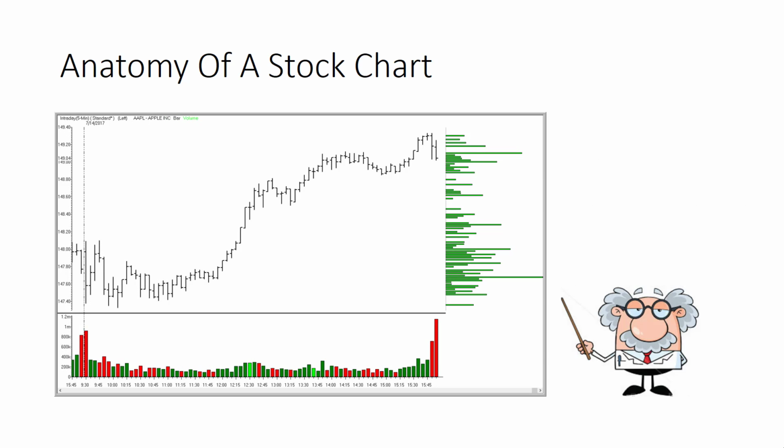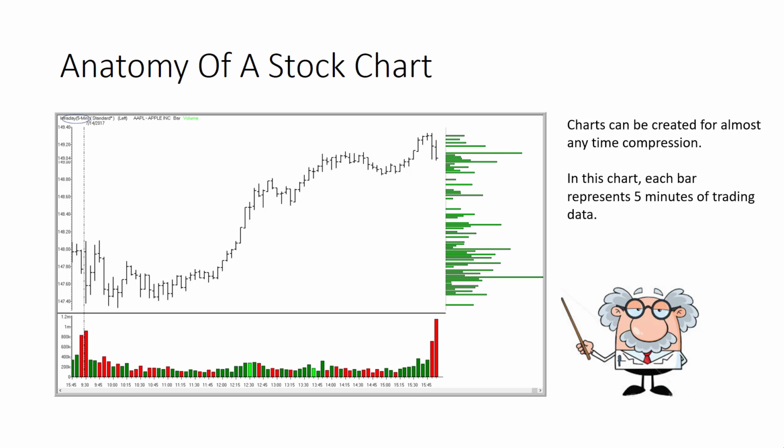Now take a close look at this chart. What's different here? Well, you can create charts in any time compression. As I told you, you can have charts that are daily, weekly, monthly. In this case, it's an intraday chart. And what we're looking at here is 5 minutes of trading in each and every bar. So if you look in the upper left corner in this particular piece of software, again, this is Realtick, it shows you the time compression is intraday. It's 5 minutes. And each bar then is going to represent 5 minutes of trading data.